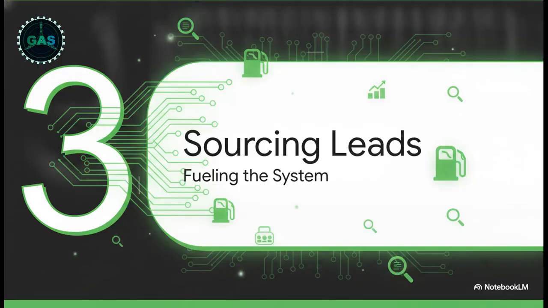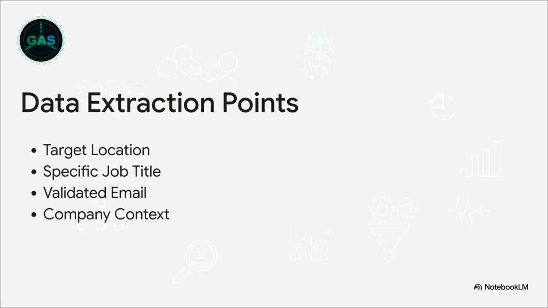All right, Section 3, sourcing and enriching leads, fueling the system. Using our extraction tools, we isolate essential data points from targeted directories or social networks. We filter by precise geographic locations and specific job titles to ensure maximum relevance. Then, we make sure we secure a validated email address alongside critical company context, such as their overarching mission or service offerings. This comprehensive data profile is the absolute secret sauce that makes our automated AI prompts so incredibly accurate and believable to the prospect.